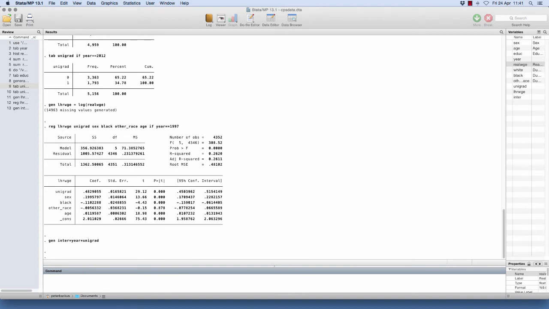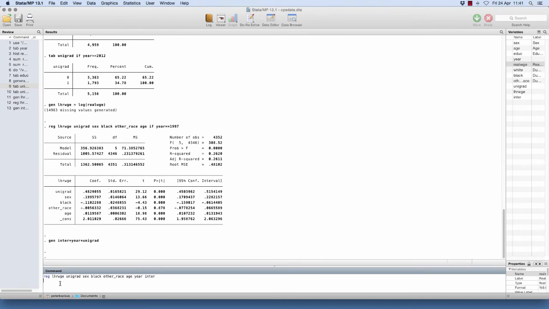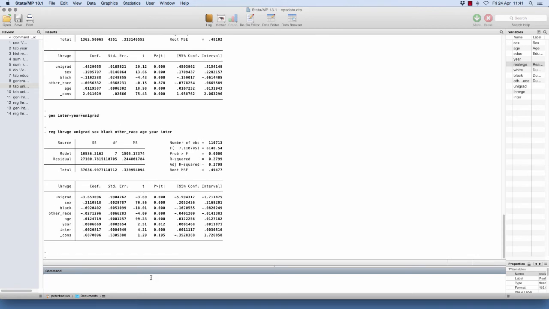And then we are going to re-estimate our model now, not for every year, not for 1 year, but for every year. So we're not conditioning it here at the end. But same model, except now we're including a control for the year and the interaction term. Okay, so there we go. Now, how to interpret this? This gets a bit tricky.